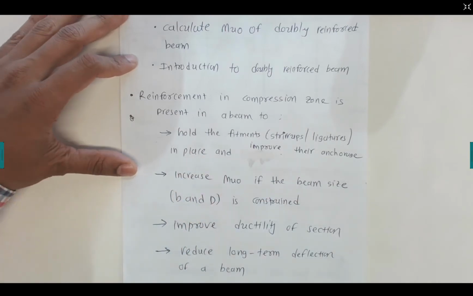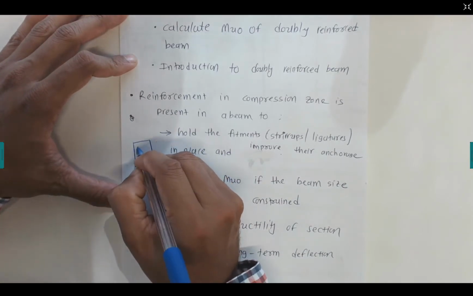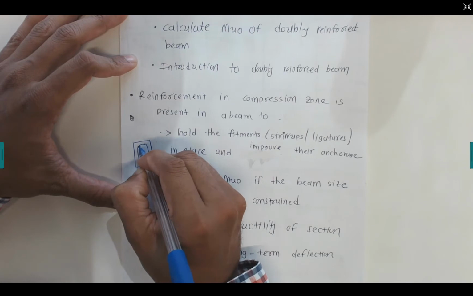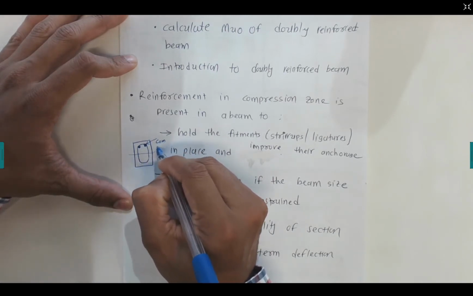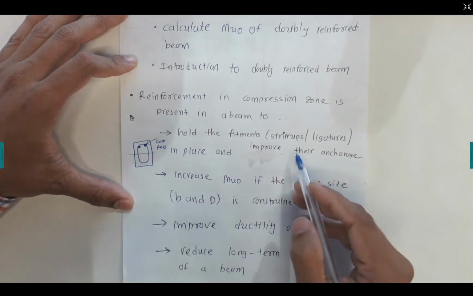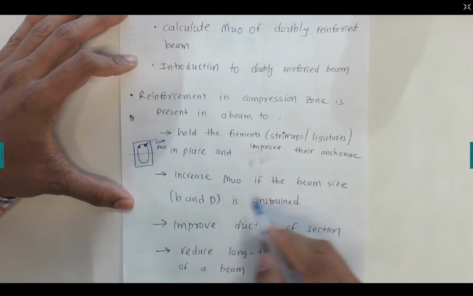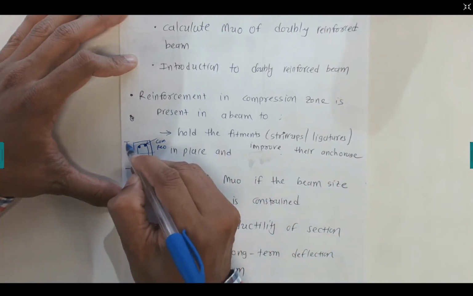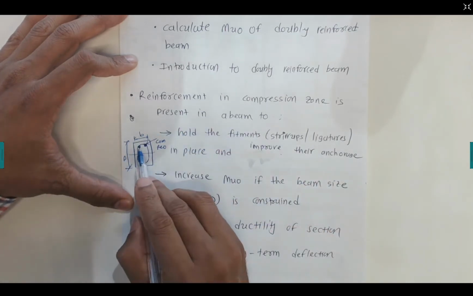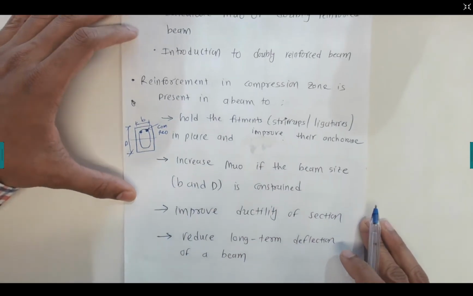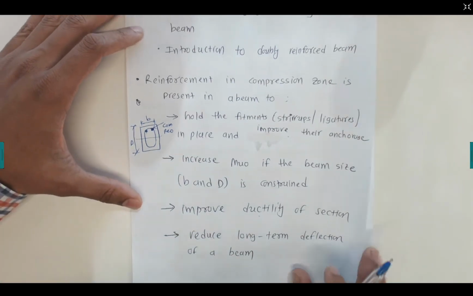So if I draw these doubly reinforced sections, we have stirrups. The stirrups can be held properly if you provide the compression reinforcement. This compression reinforcement holds them in place and improves their anchorage. It increases Muo if the beam size b and d is restricted. So if the architecture doesn't allow increasing these dimensions, this additional reinforcement increases the bending capacity, and it also improves the ductility and reduces the long-term deflections.